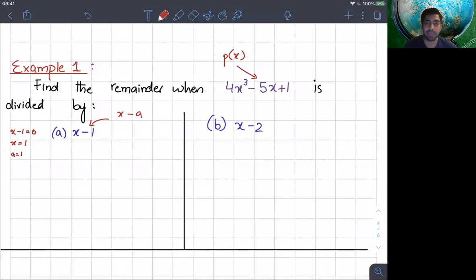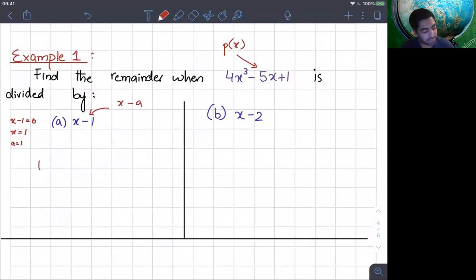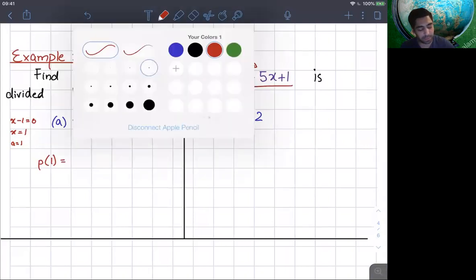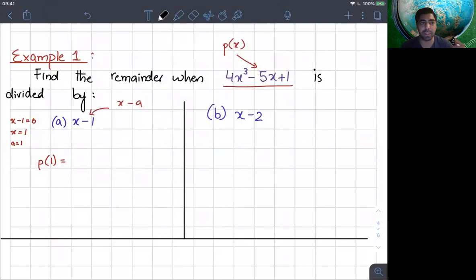Again, what does that mean? That means we have to evaluate p of x at x is equal to 1. So in other words, we just go ahead and find p of 1. How do we do that? As I mentioned before, everywhere you see x in the polynomial, you just plug in 1 in place of the x. So 4 times 1 raised to the power of 3 minus 5 times 1 plus 1. This is 4 minus 5 plus 1, which is 0.